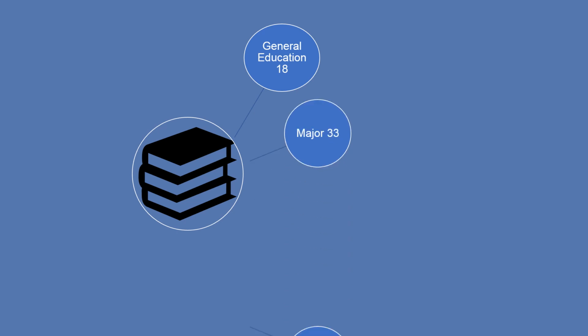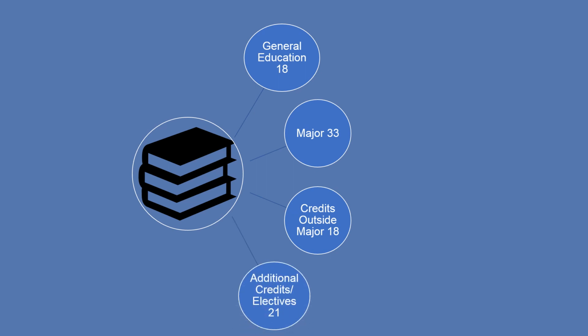Now let's take a look at what your overall degree will look like again. You will need to earn 90 credits overall in order to obtain your psychology degree, of which 18 are general education credits, 33 are credits in your major, psychology, 18 are credits outside the major, and 21 are additional credits or electives. Of the 90 credits that you need in order to graduate, 18 must be upper-level credits or courses taken at the 3000 and 4000 level.